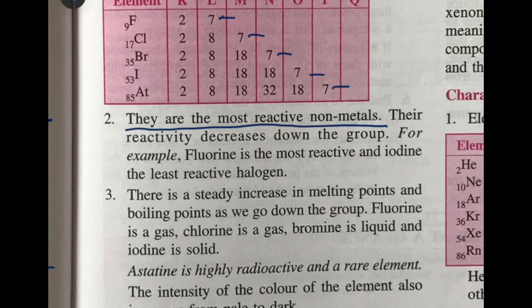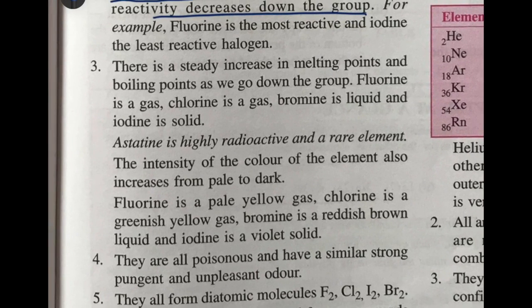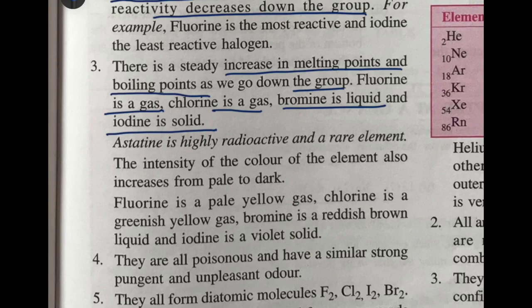As one moves down the group, their reactivity decreases. For example, fluorine is the most reactive and iodine is the least reactive halogen. There is a steady increase in melting points and boiling points as we go down the group. Fluorine is a gas, chlorine is a gas, bromine is a liquid, and iodine is a solid. Now remember, bromine is the only liquid non-metal.